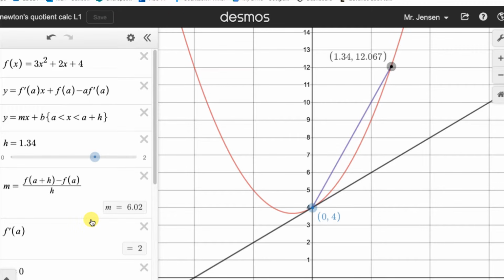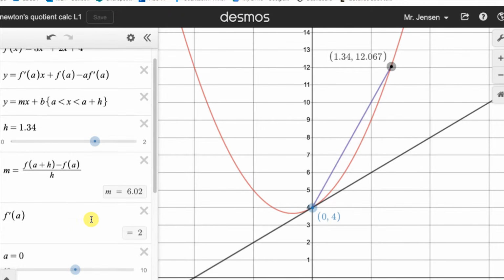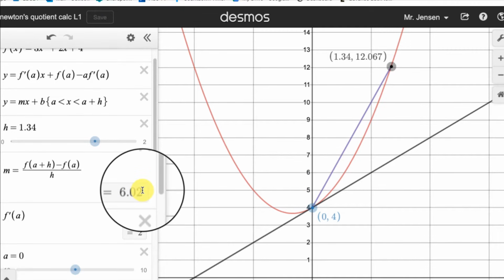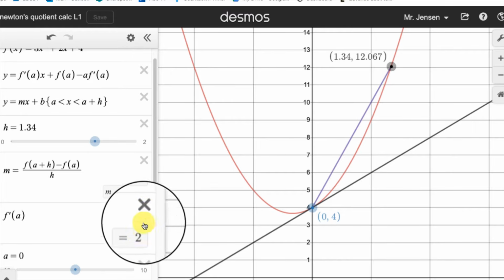So I have Desmos telling me a couple values here. I have it telling me the slope of the tangent line, indicated by f prime at the a value that I've chosen. A is the x value. And it's telling me the slope of the tangent at this point is 2. I also have it calculating for me the slope of the purple secant line, and it's telling me that that is 6.02. Notice those two numbers are not even close right now.